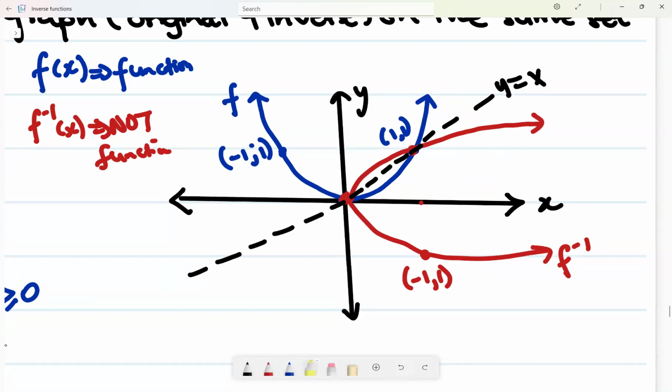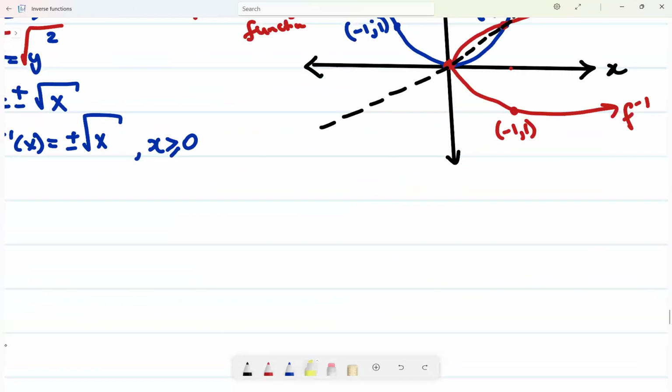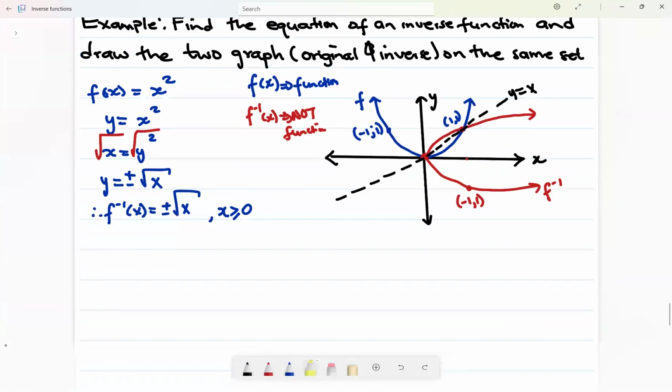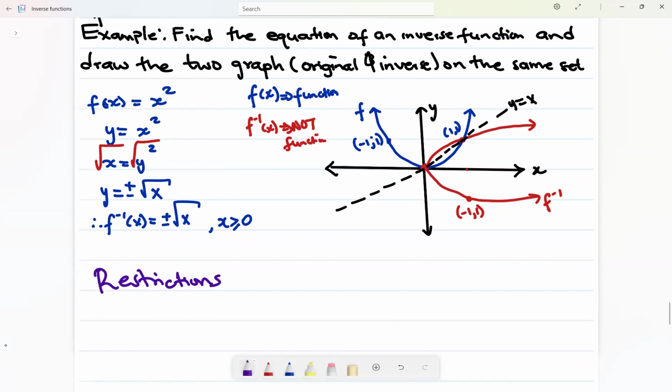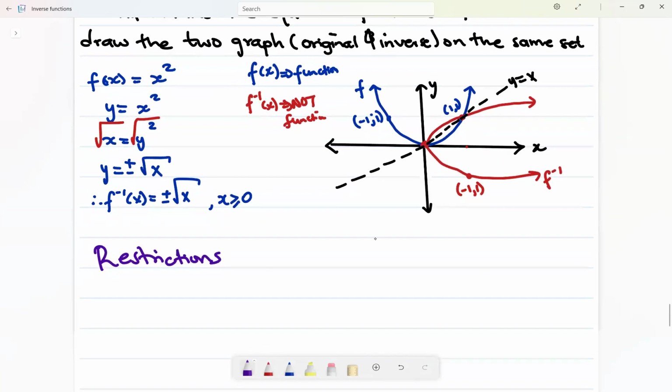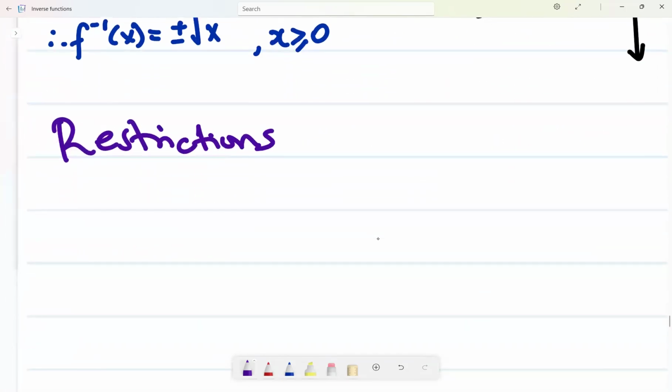So how can we do that? What I can do is restrict. We call it a restriction. Now, where does restriction enter? To answer my question, we're going to talk about restriction. What is a restriction? It is basically me restricting the original function.